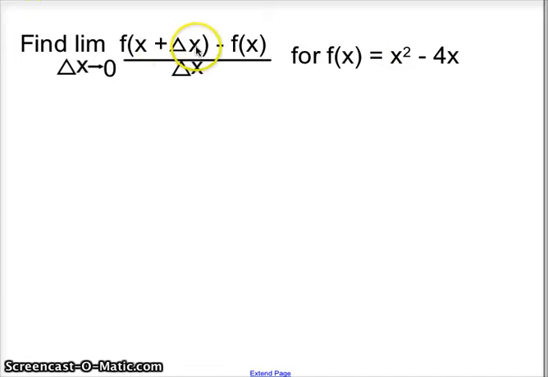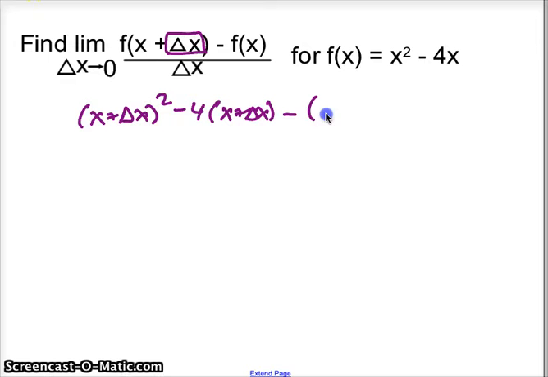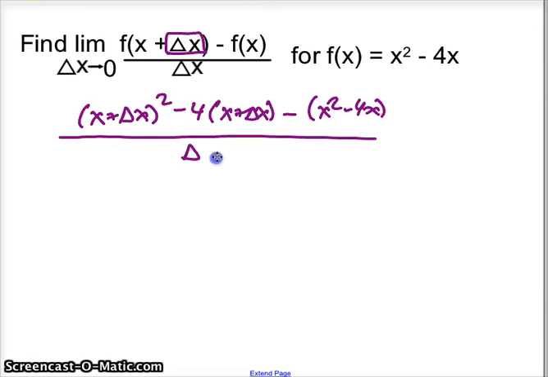Here's that f of x plus something composition function. I'll just do an example like this because it's on your homework. F of x plus delta x minus f of x, over delta x. Delta x itself is one function. So we're going to replace that x plus delta x in here. So we'll have x plus delta x squared minus 4 times x plus delta x, minus the original function, distribute that negative through there, all over delta x.